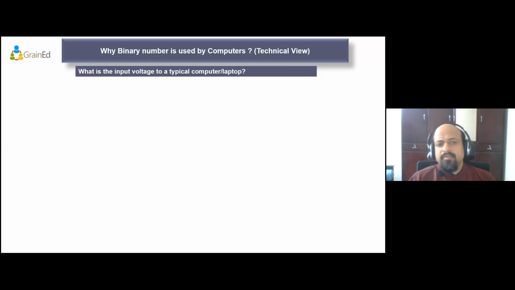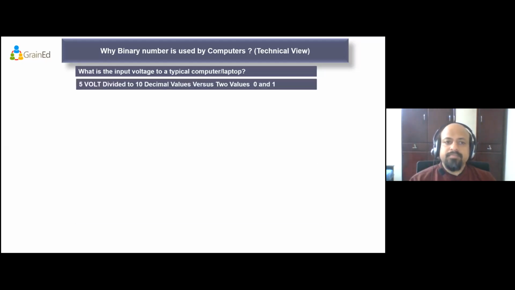Normally it will be given by the computer manufacturers. In some computers it's 5, in some I have seen 6 also. So 5 volt is the input voltage, right? And this 5 volt is divided into 2 values, 0 and 1, instead of 10.